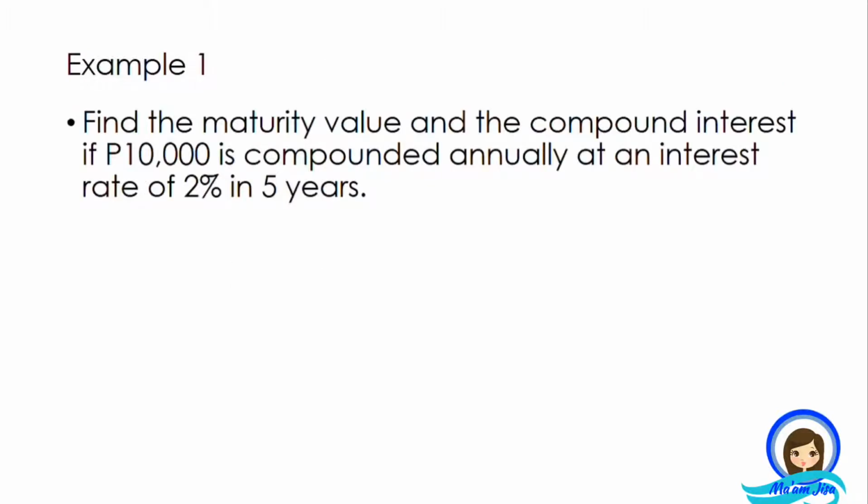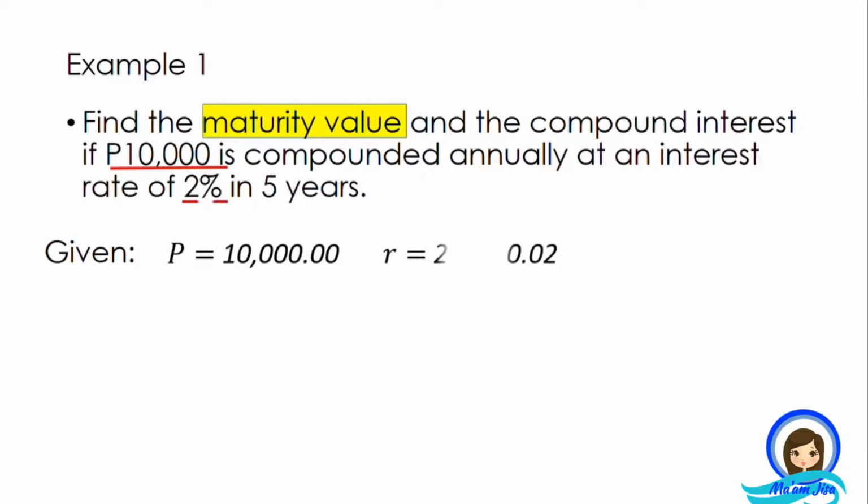Find the maturity value and the compound interest if 10,000 pesos is compounded annually at an interest rate of 2% in 5 years. So in this problem, we are to look for the maturity value and the compound interest. But before we get the compound interest, we have to find first the maturity value. So let us write the given data. We have the principal, which is 10,000 pesos. The rate is 2% or 0.02, and time or term is 5 years.